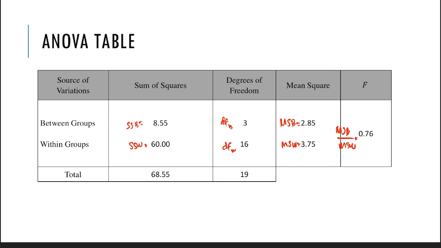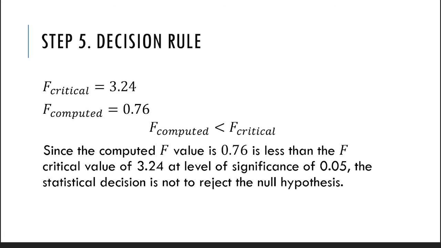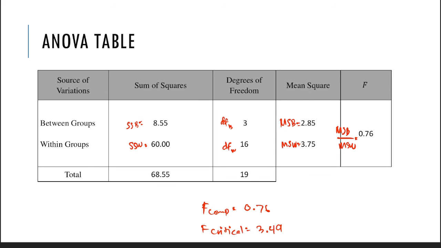In any case, since ang F computed natin ay equal to 0.76, tapos ang F critical natin ay equal to 3.24. Anong magiging decision rule natin? So, tingnan natin dito sa next slide. Since, hindi pala 49, that should be 24. Check natin saglit, baka may malito mamaya pag may bumalik din sa video. So, that will be 3.24.